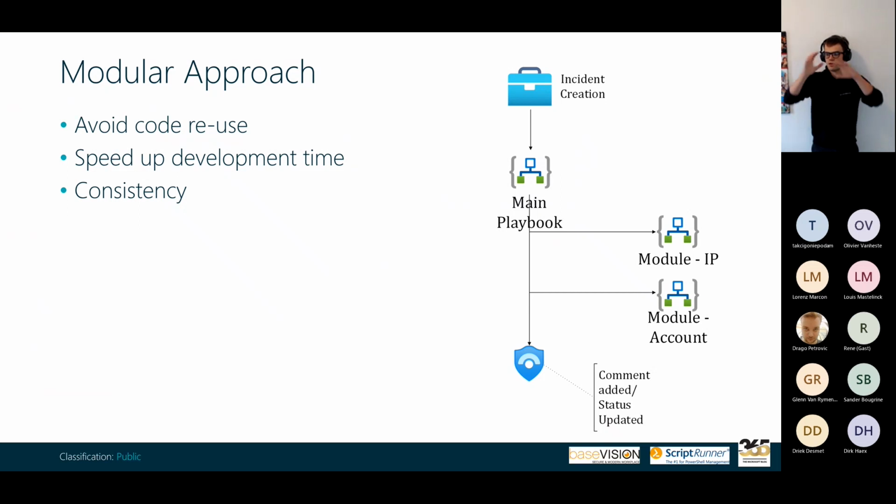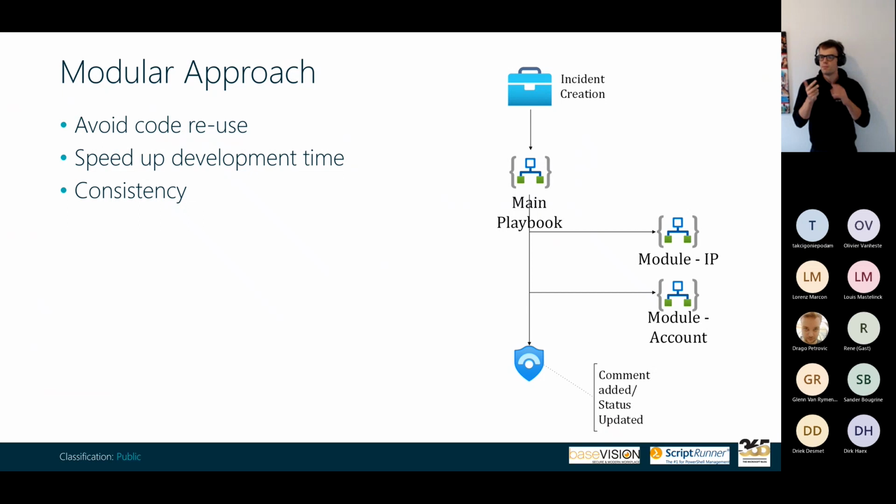Because if you're going to be building large, monolithic playbooks, you will have code reuse, because at two places you will use IP enrichment, for example, and you will have the code in two different places, which is never a good thing. So also know that you can trigger a Logic app from another Logic app. So that's what we actually did with a customer a little while ago: we used a modular approach where we had different modules, like the module for IP.